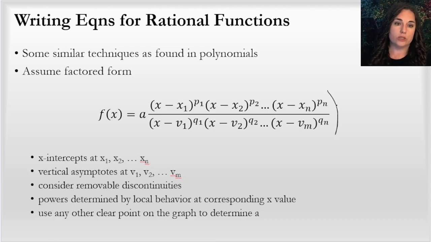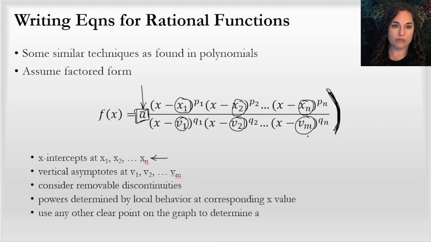What we're going to do is assume a factored form. I think that's the easiest thing to do, is just assume a factored form, and then also let that leading coefficient be all the way out front. And so the top and bottom are just factored polynomials with no coefficients out front. We're going to have our x-intercepts. Our x-intercepts are determined up here, x1, x2, all the way up to xn, however many you have. That's our x-intercepts. Our vertical asymptotes are determined by our denominator, so that's going to be v.